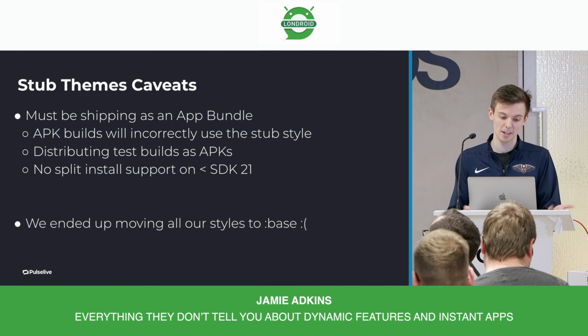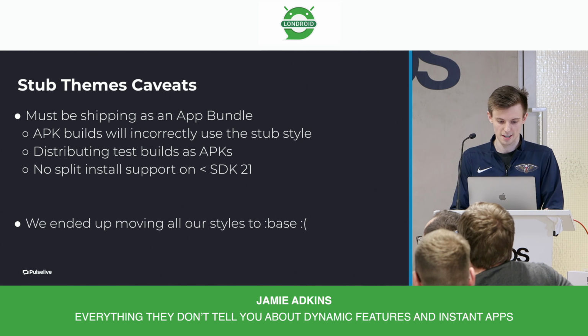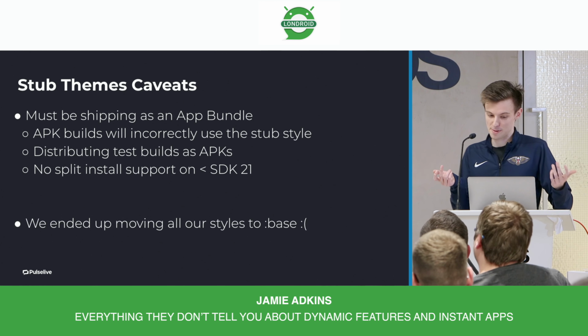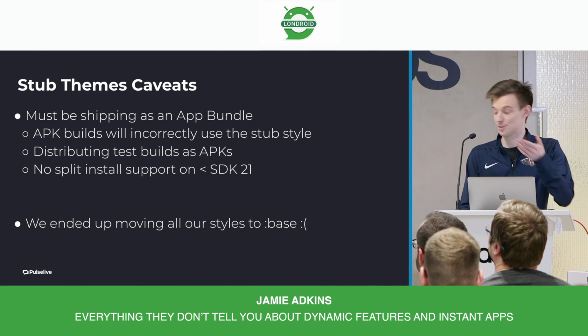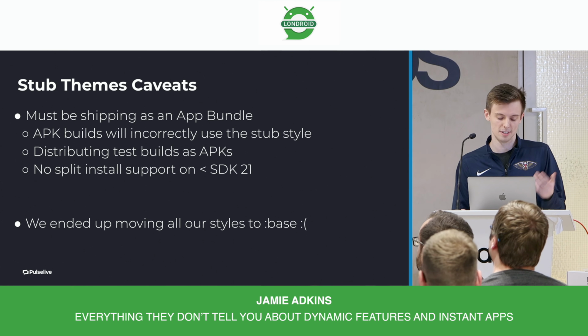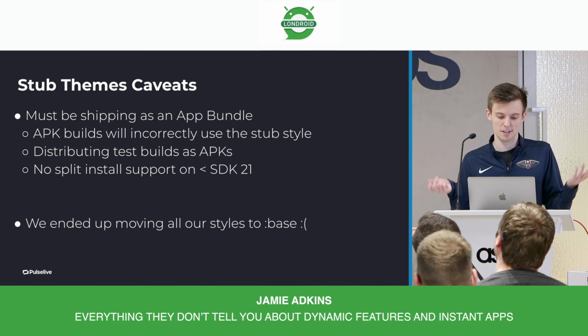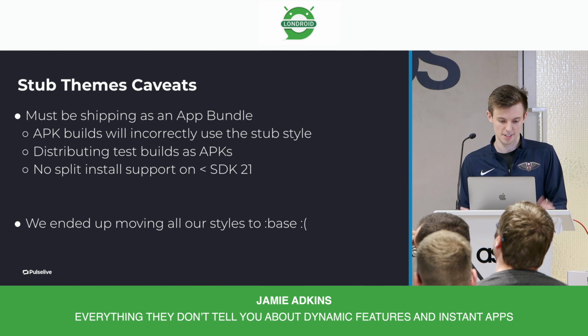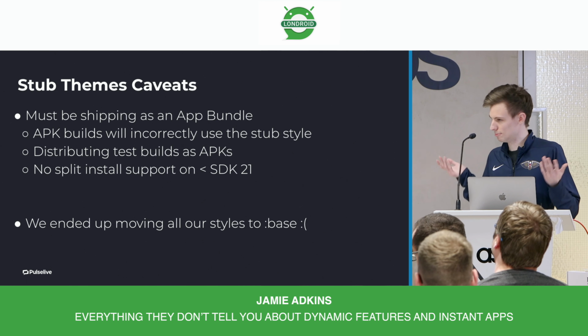So what we end up doing, we just move our styles to base. It's unfortunate, really. I've got no better solution for you. If those 3 things don't apply to you, then you're in luck. For Plaid, it's a sample app, and it's app bundles, and it's min-SDK 21, so they were fine. On a real application, it wasn't fine for us.